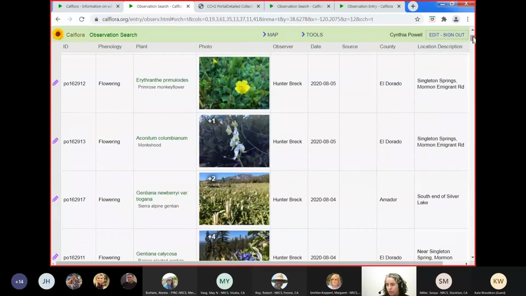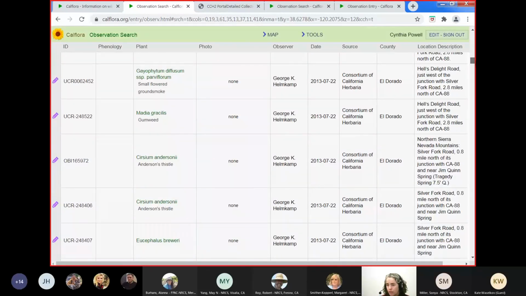If we scroll down a bit, all right, you can see under the source, we have Consortium of California Herbaria. So these are some specimens, and you can look at the detail on the map here. If I folded down our map again.